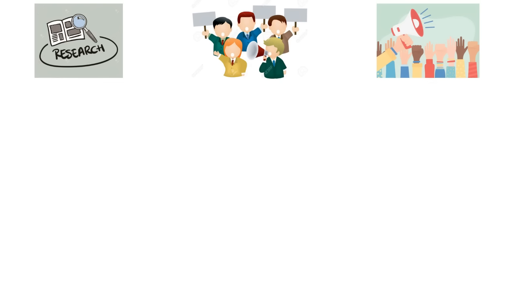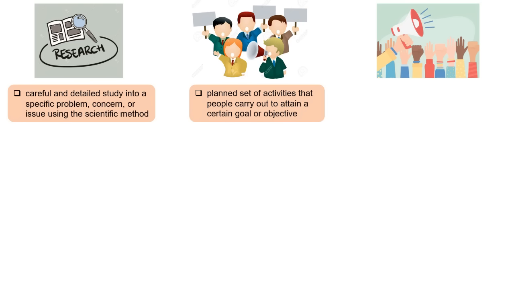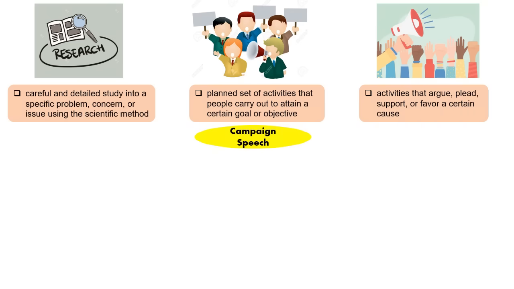Dahil ang pinag-uusapan natin dito ay tungkol sa research, campaigns, and advocacies, mas mabuti kung alamin muna natin kung ano nga ba ang ibig sabihin ng mga ito. Research is a careful and detailed study into specific problem, concern, or issue using the scientific method. Campaign, on the other hand, is a planned set of activities that people carry out to attain a certain goal or objective. Meron din tayong tinatawag na campaign speech, which is basically a well-planned speaking activity. While an advocacy refers to activities that argue, plead, support, or favor a certain cause.